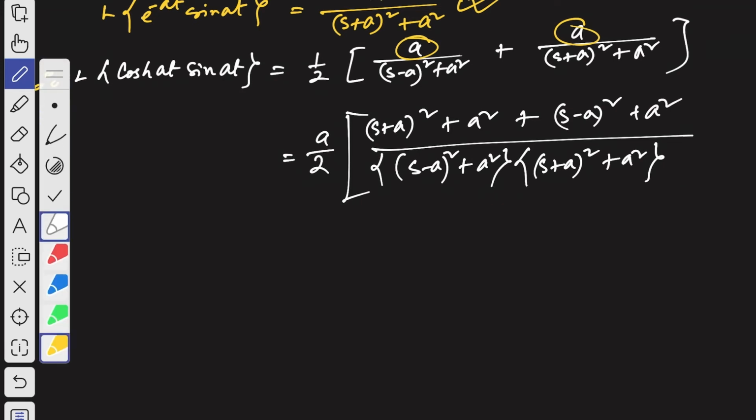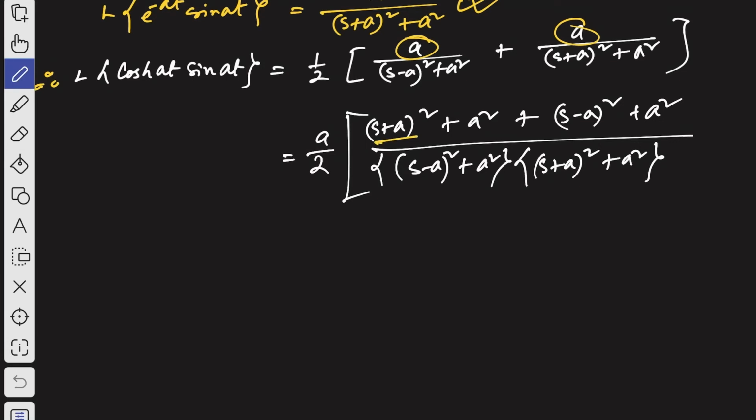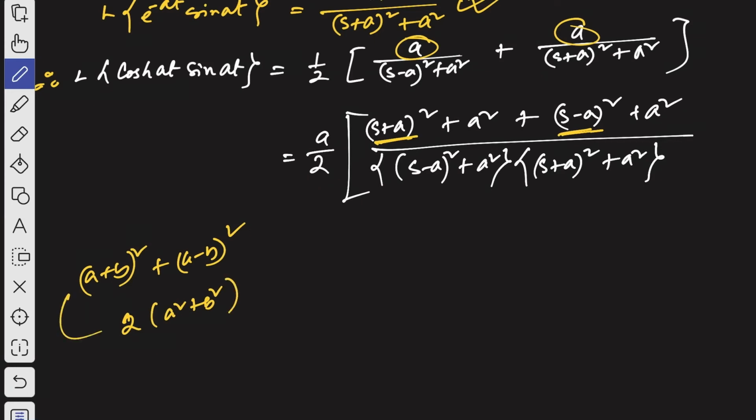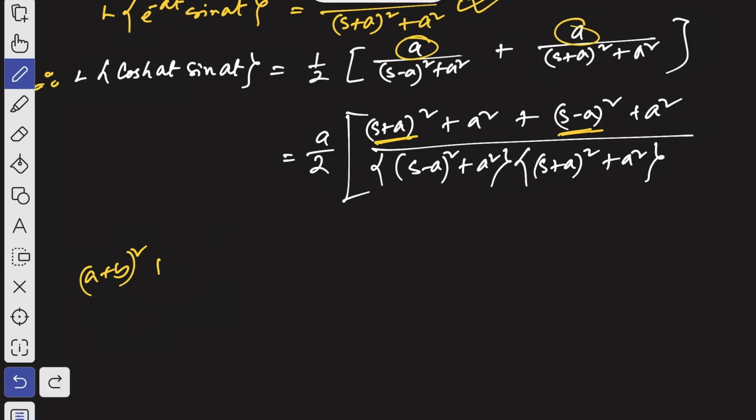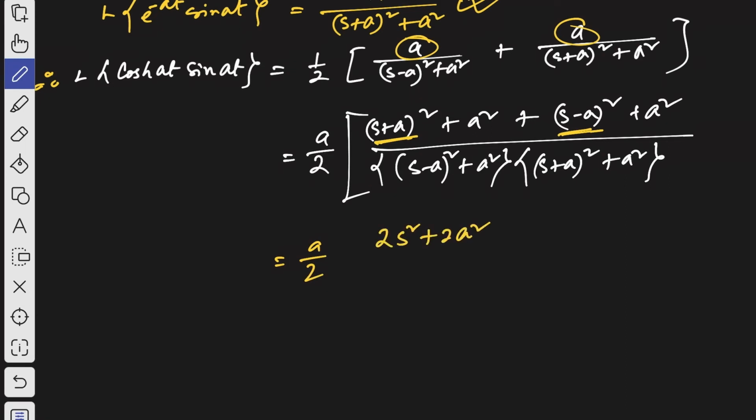So here you see s plus a whole square and s minus a whole square. A plus b whole square plus a minus b whole square always gives you 2 times a square plus b square. Remember that. So let us apply this formula here. Applying that, you are going to have a by 2, twice s square plus twice a square. Then again we have a square, twice a square. That's what we will get.